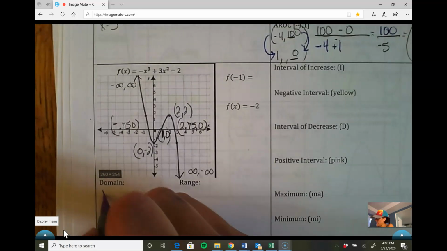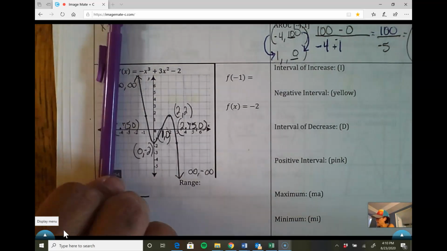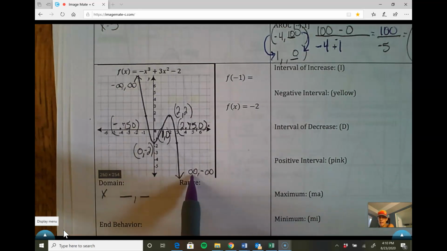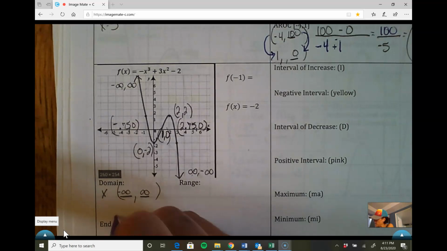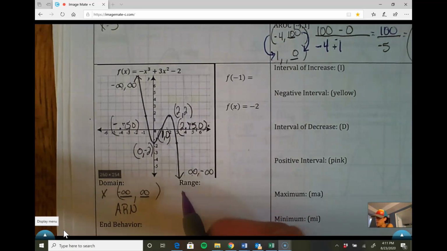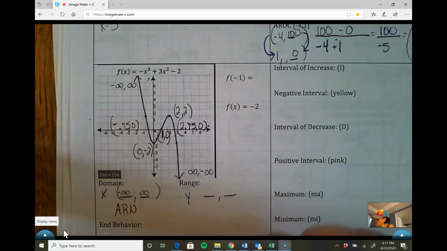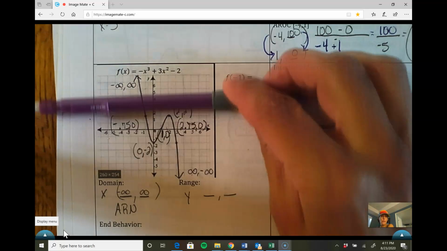All right, domain. Those are the x's. Smallest x to biggest x. As I look left to right, the smallest x I wrote was -infinity. The biggest x I wrote is infinity. So again, you can do this. You can also use all real numbers. My range is the smallest y and the biggest y. So when I go from the bottom, the smallest y that I wrote was -infinity. The biggest y was infinity.